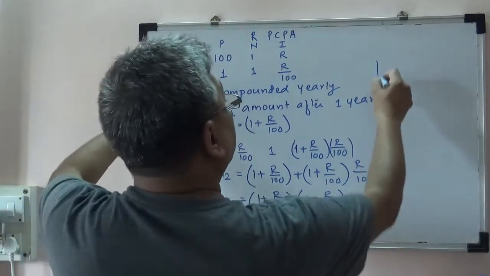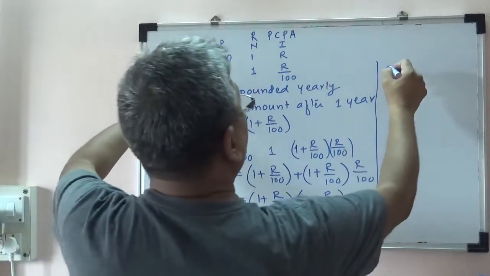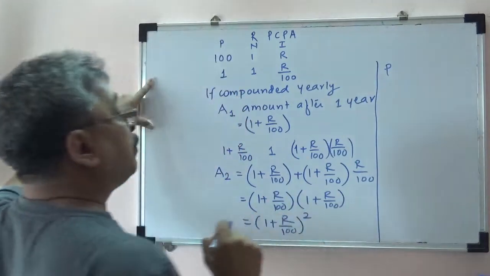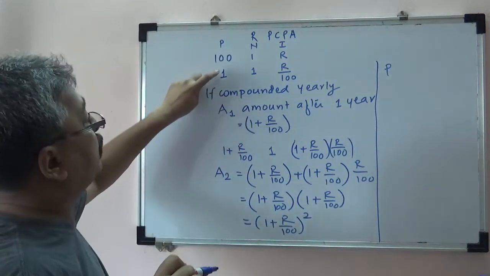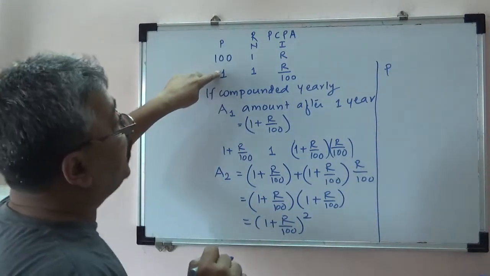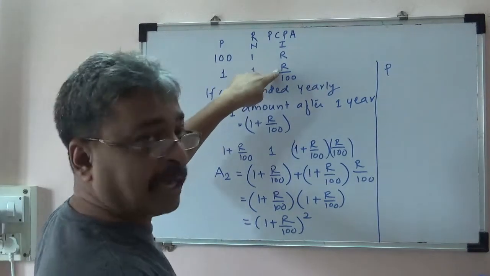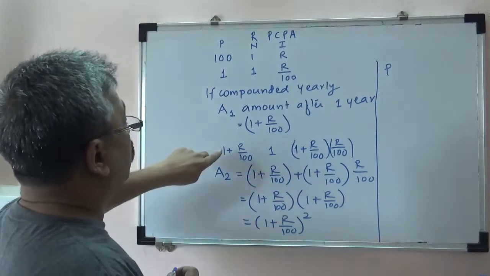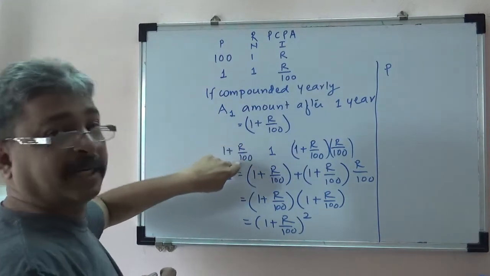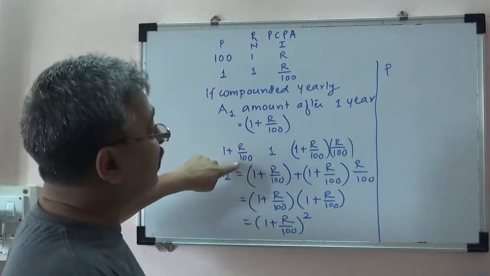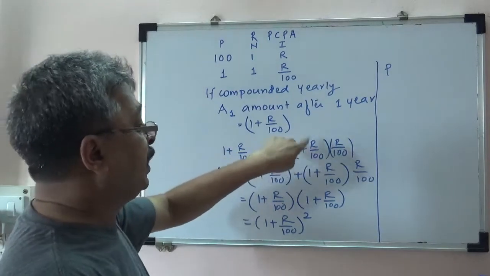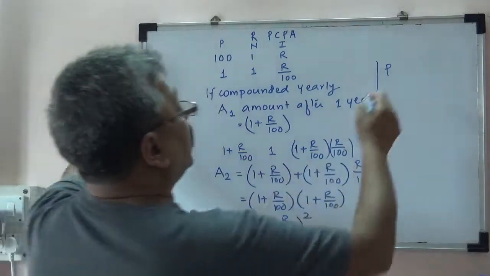And now if I keep P rupees in the beginning instead of 1 rupee, what will happen at the end of first year? It will become PR upon 100. So P plus PR upon 100 will be my amount after 1 year, which would become again similar. And so let us calculate.